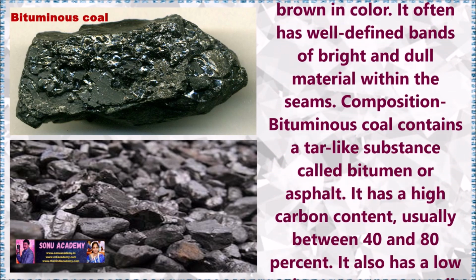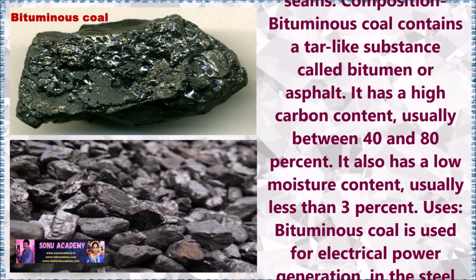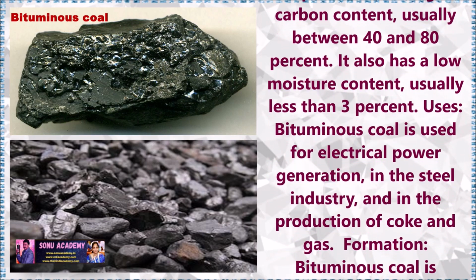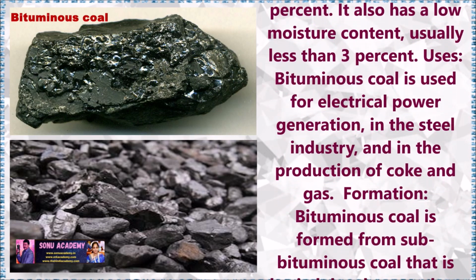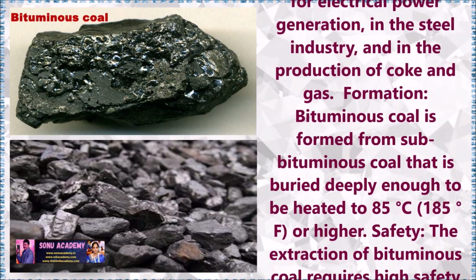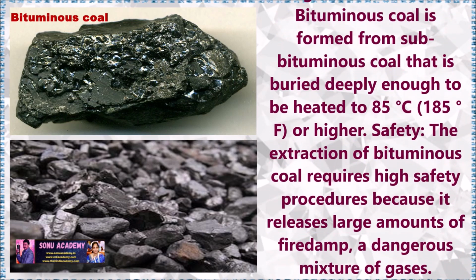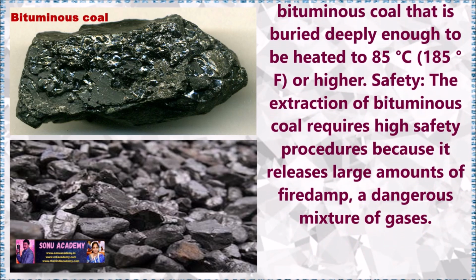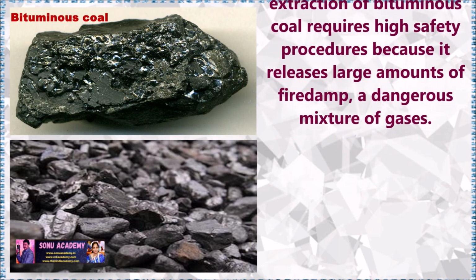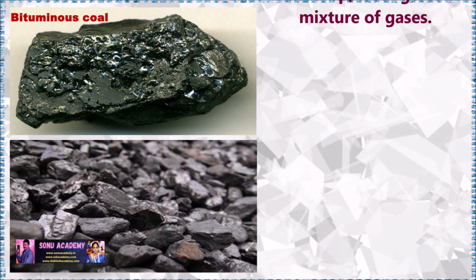Composition: bituminous coal contains a tar-like substance called bitumen or asphalt. It has high carbon content, usually between 40 to 80%. It also has a low moisture content, usually less than 3%. Bituminous coal is used for electrical power generation, in the steel industry, and in the production of coke and gas. It is formed from subbituminous coal that is buried deeply enough to be heated to 85 degrees or higher. Safety: the extraction of bituminous coal requires high safety procedures because it releases a large amount of firedamp, a dangerous mixture of gases.